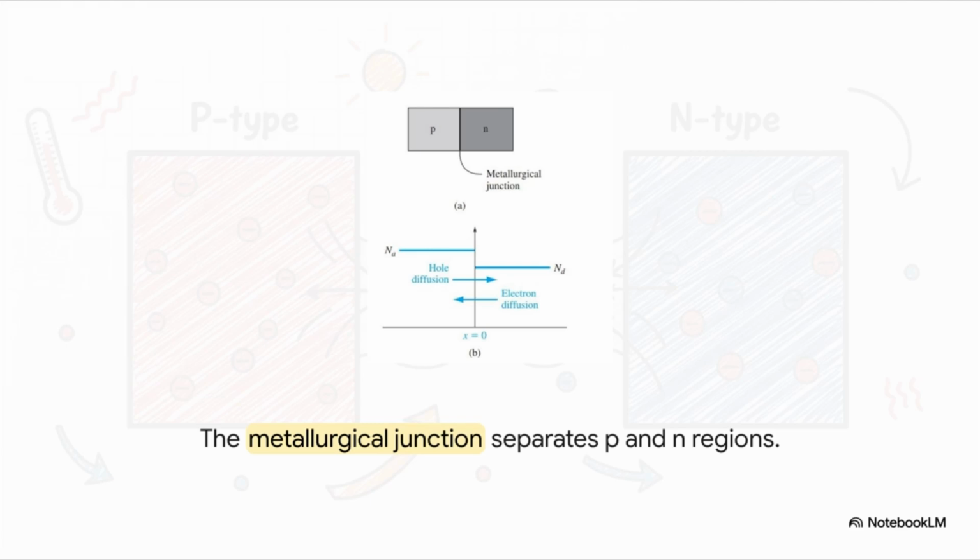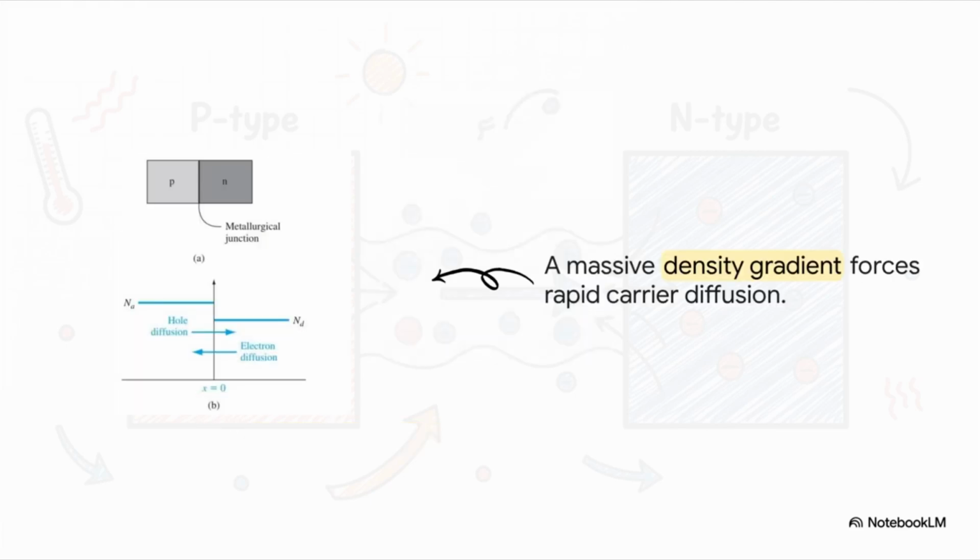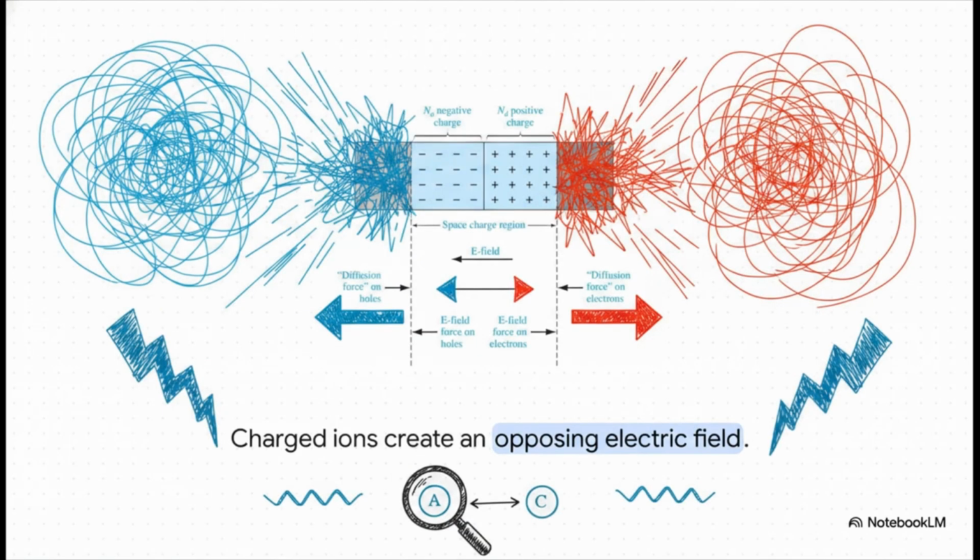That split, the metallurgical junction. Right there, a massive density imbalance forces electrons and holes to just wildly rush across the boundary. This leaves charged ions behind, creating an opposing electric field. It's basically a microscopic tug of war.